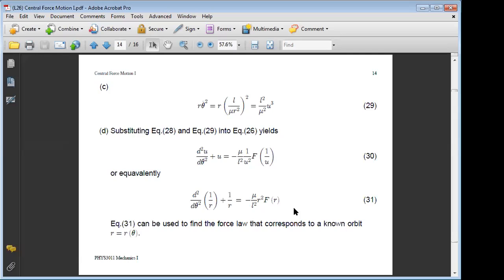Okay. Now equation 31 can be used to find the force law that corresponds to a known orbit. So if, by observation, we know the orbit of a particle, a reduced mass particle, then we can determine the force governing the motion of the particle. Okay, so in other words, we reverse the problem.